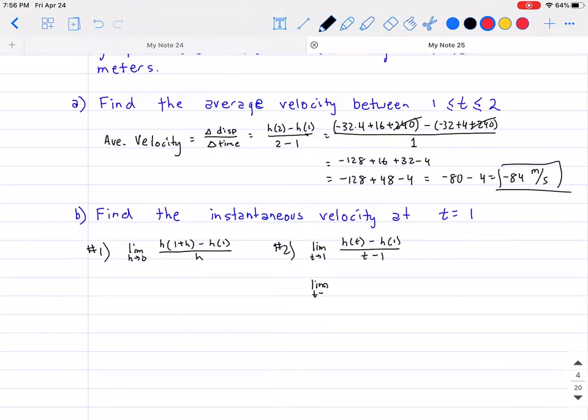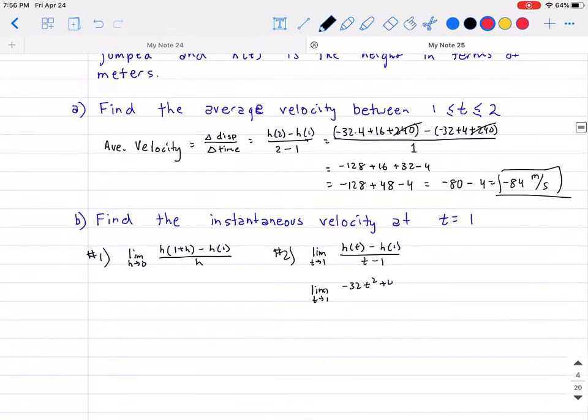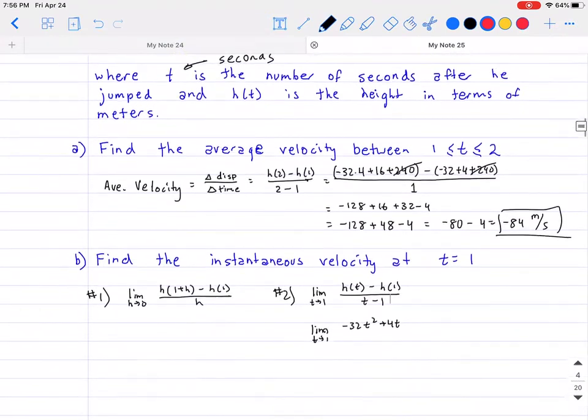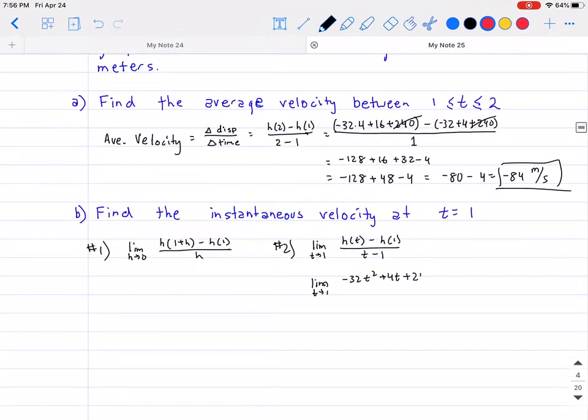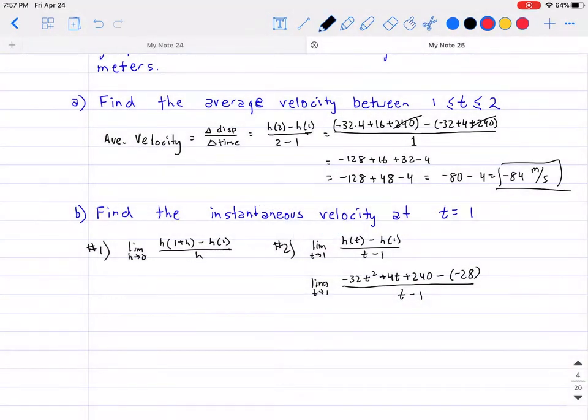So we'll go ahead and replace the equation with what we see over there. Limit as t approaches 1 of negative 32t squared, and then we have plus 4t, and then we have plus 240, and then minus h of 1. Now h of 1 earlier we did solve for, and I do believe that was equal to negative 28. Okay, so that is equal to negative 28. And then all divided by t minus 1.